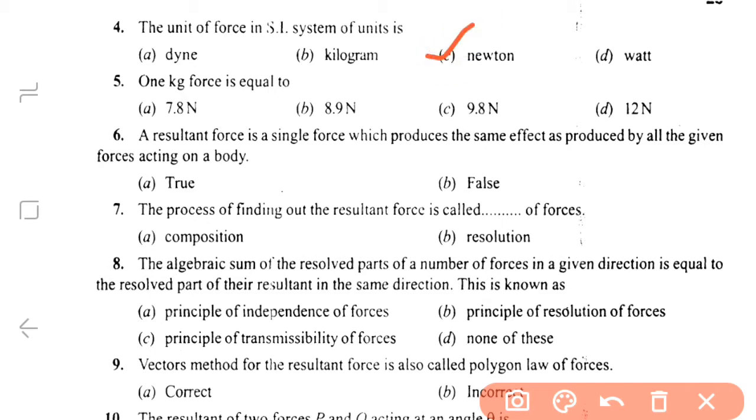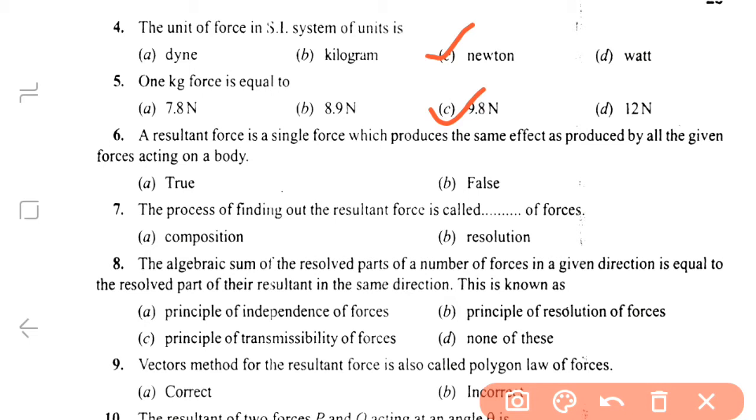Now next is 1 kg force is equal to, here A is 7.8 Newton, B is 8.9 Newton, C is 9.8 Newton, and D is 12 Newton. Here the option C is the correct option, that is 9.8 Newton. 1 kg force is equal to 9.8 Newton.